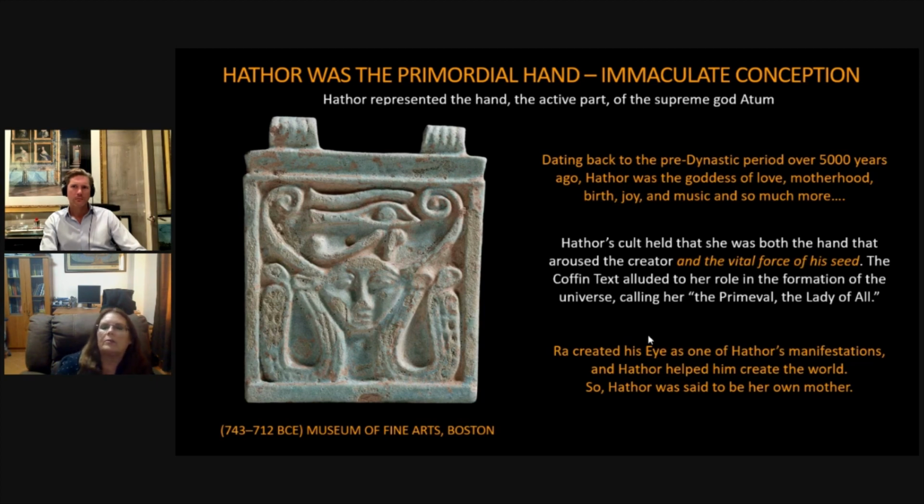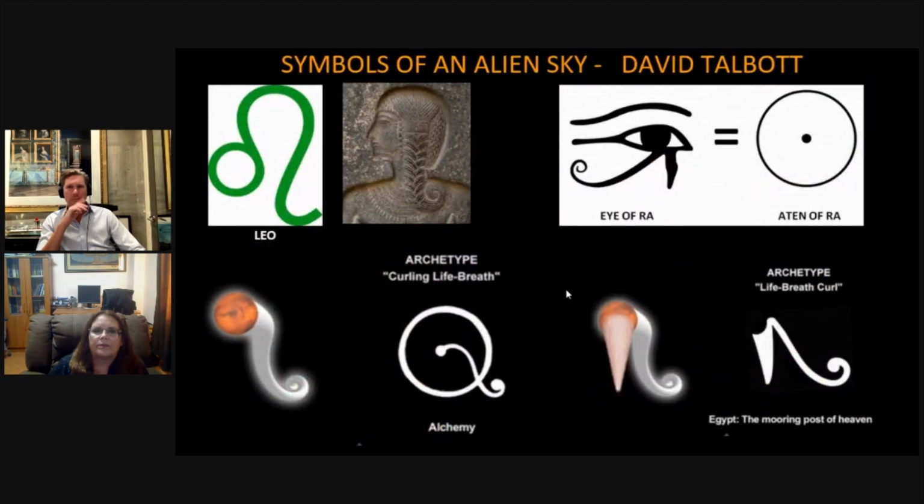So Hathor was said to be her own mother. She is the one that can say, I am all that is, was, or ever shall be. As I've said before, she is the Alpha and Omega. She is the seed and the womb. So she's basically everything feminine, everything magnetism.